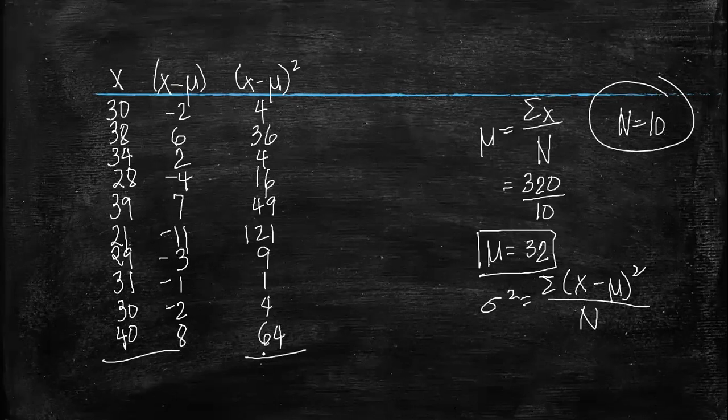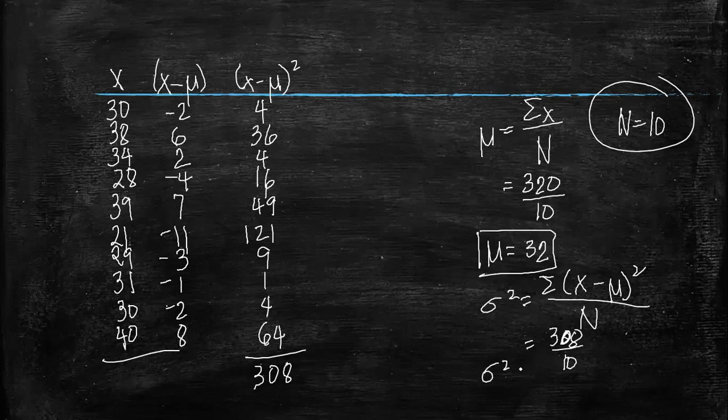So what's the total if we add them? 308. This column, so we have 308. Substitute the given: the summation of x minus mu squared is 308 over n. What is n? 10. So our sigma squared is 30.8.